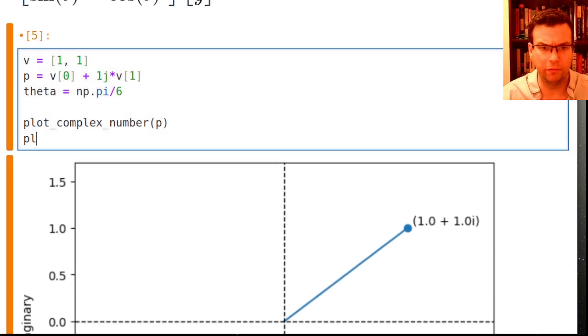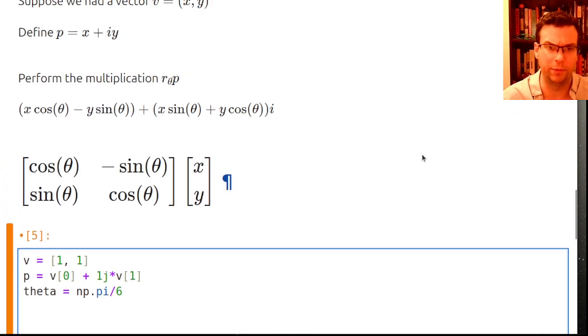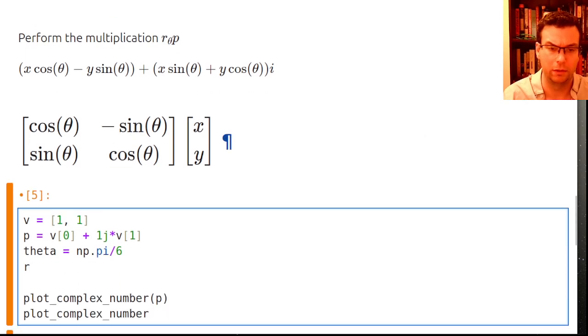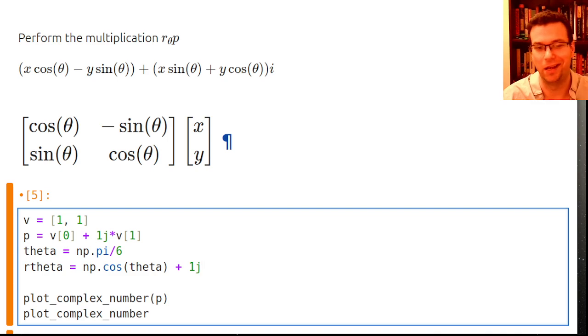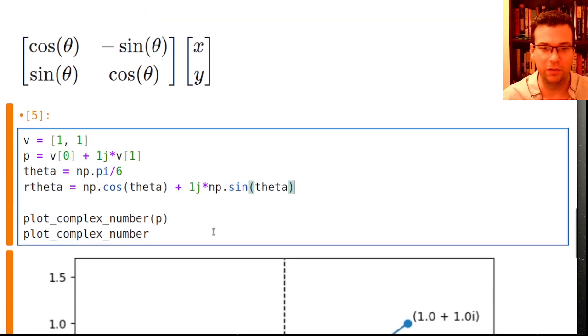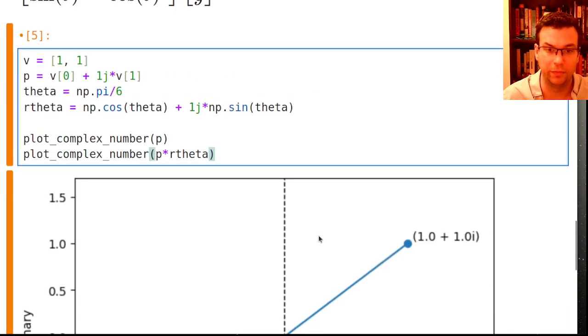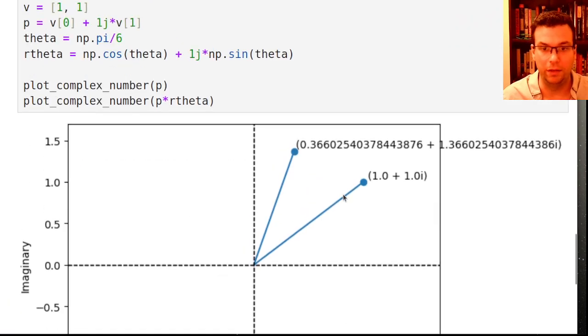And now let's plot the result of multiplying p. So let me make this special vector now. I'm supposed to make a vector r theta, which is cosine of theta plus I, again, this is I actually in Python. All right, so let me go ahead and plot that now. So I can just do this straight up here. I could say p times r theta. That's the multiplication. It's going to go out and do this thing I derived. And there's the result I get.